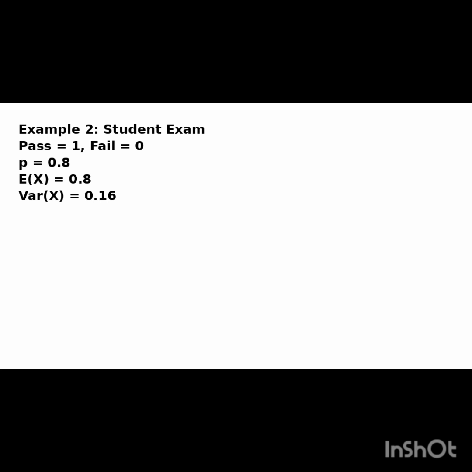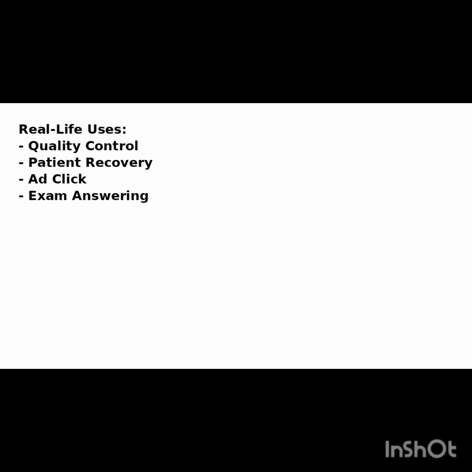Second example, we can take a student examination. If the student passes, it is 1, if fails, 0. Probability will be 0.8, E(X) will be 0.8 and variance will be 0.16. It is also used in quality control, patient recovery, ad clicks and exam answering questions.